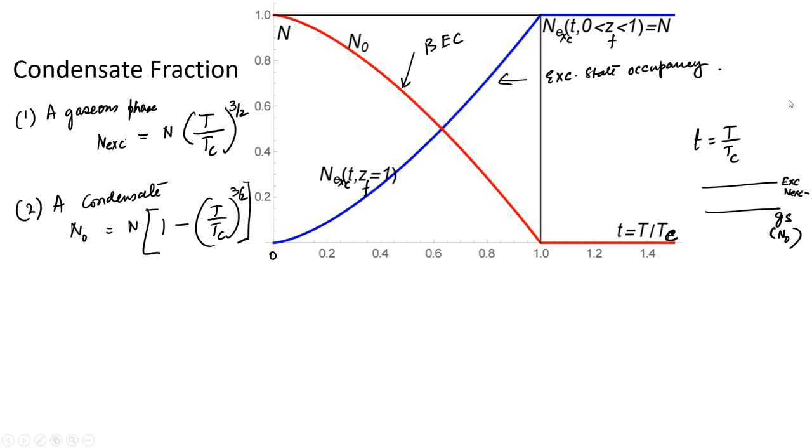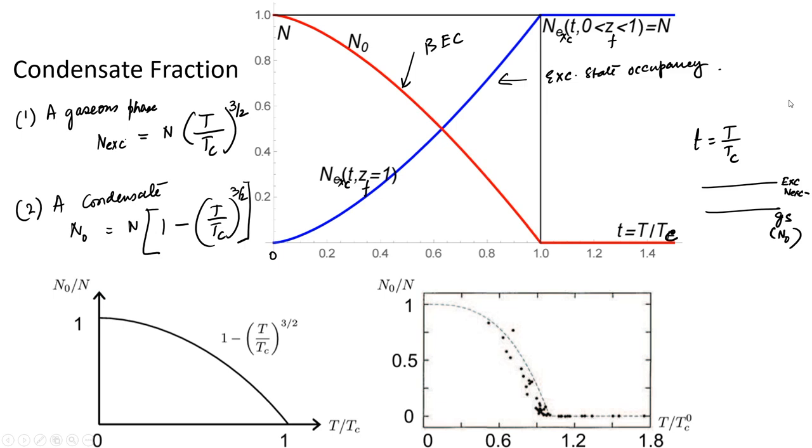And the experimental verification that you see for the condensate fraction: the left hand side is the theoretical curve which we just showed here. The red line is the same as this line, and you see that there is this experimental curve for a three dimensional harmonic trap. The particles show this kind of fall off of the condensate fraction, and at T equal to TC it goes to 0 and then remains 0 thereafter.